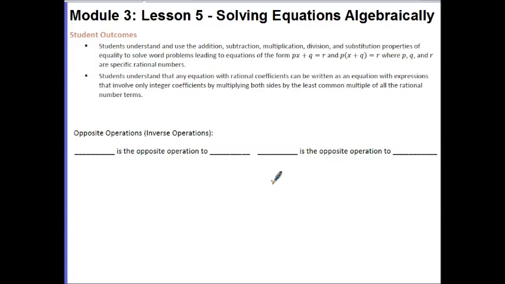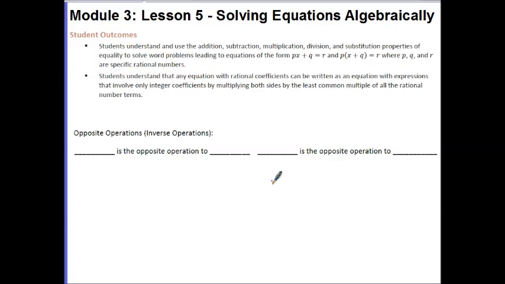Students understand that any equation with rational coefficients can be written as an equation with expressions that involve only integer coefficients by multiplying both sides by the least common multiple of all rational number terms. Really what this lesson is going to do is solidify for us what we've already been looking at at the end of Module 2, which was solving equations. So in this lesson, we are going to get our specific process for solving equations.